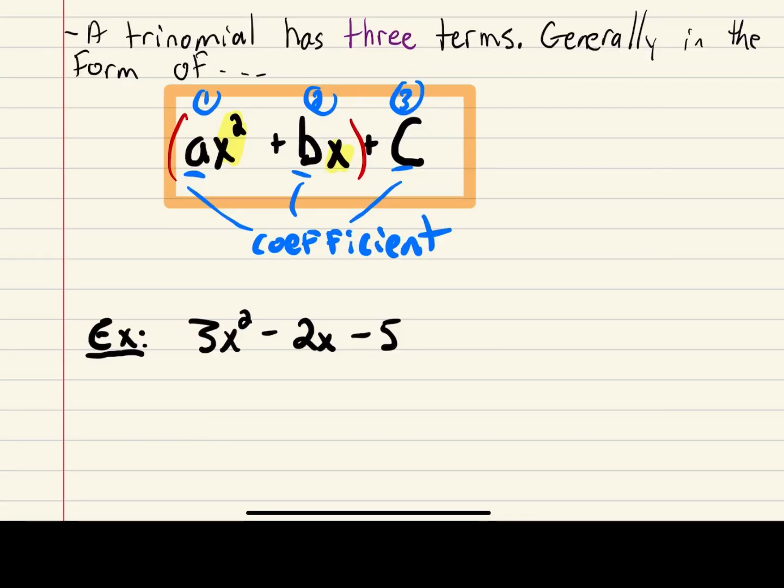Now, in order to show you how to approach these, let's solve it in the context of an actual question. So here we have 3x squared minus 2x minus 5. And one thing to keep in mind is that these are always set to be equal to 0. So I'm going to write that along with the general form.